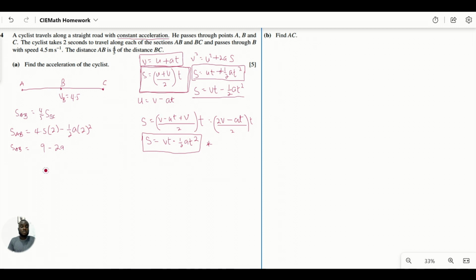Now for the distance BC, the 4.5 here is the initial velocity for that motion. So then we can say BC is equal to... with this information, we know that SBC is 9 plus 2A. And we are taking A, of course, to be that constant acceleration that the body has in moving from A through B to C. So now let's look at the given statement regarding the distance AB and the distance BC.